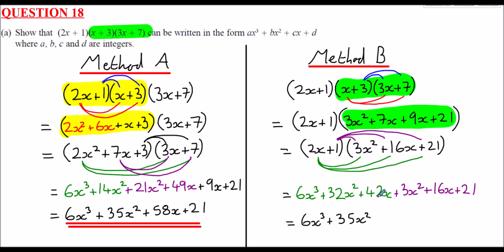The x terms, 42 of them here, plus 16 there, that gives us 58x's. And finally the constant number at the end, plus 21. So we get exactly the same result, just doing it a different way. So pick your own approach. Either way is just as good as the other. Let's have a look now at question 18 part B.